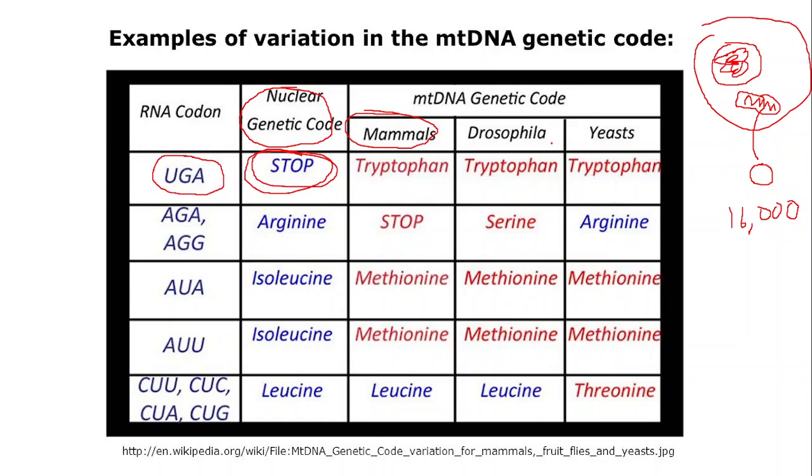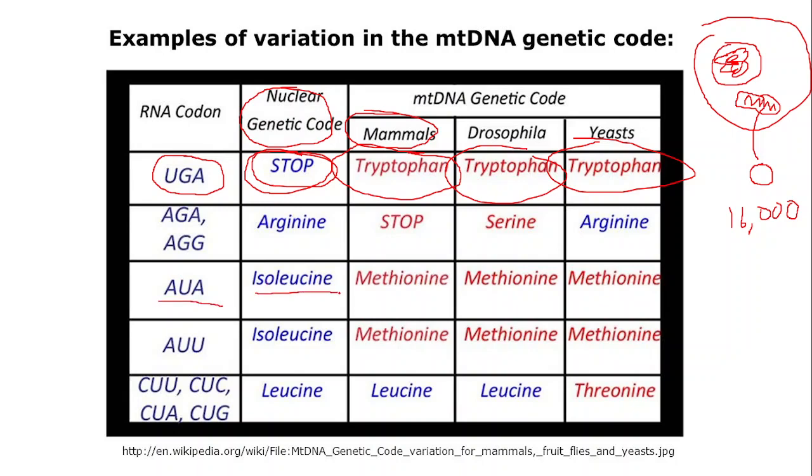But in your mitochondrion, just in your mitochondrion, in mammals, we make tryptophan, an amino acid, rather than a stop code. It was like, well, how do we do that? Don't we need to have a stop? Well, you have 2 others. So you can still stop your proteins. But it makes tryptophan. So that's not the standard code. Fruit flies and yeast also make tryptophan, among other organisms. So that's an example of a non-standard code.